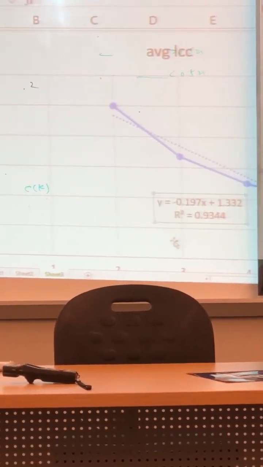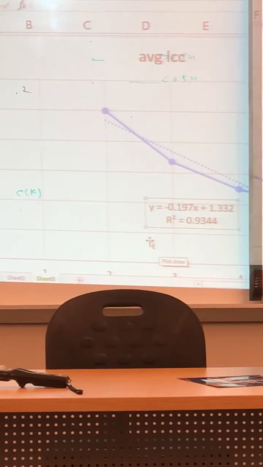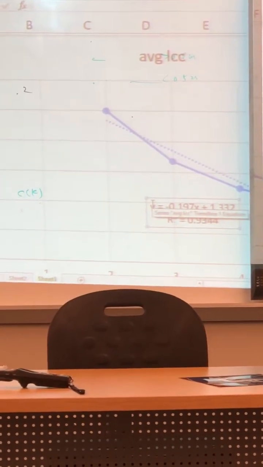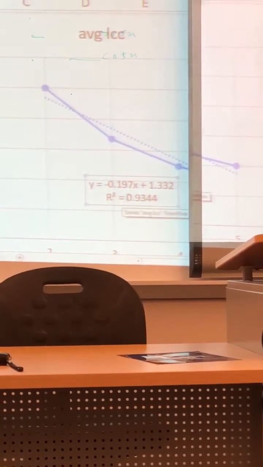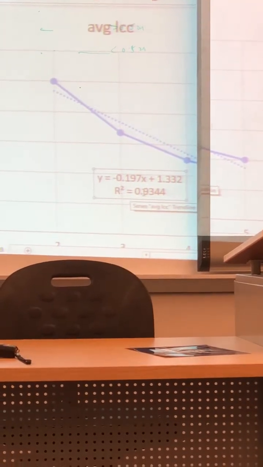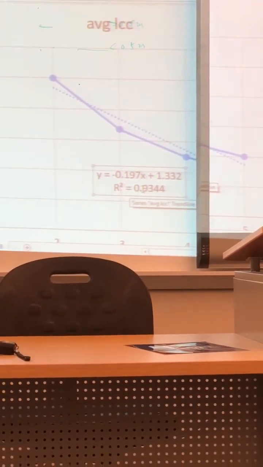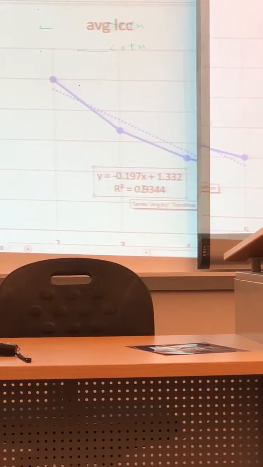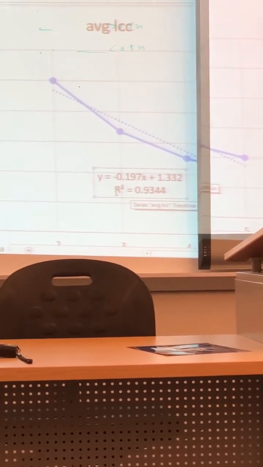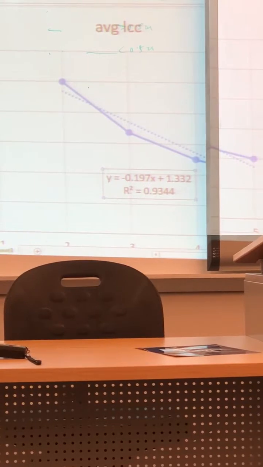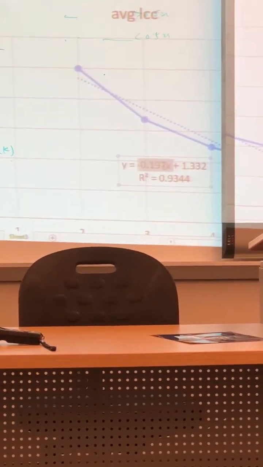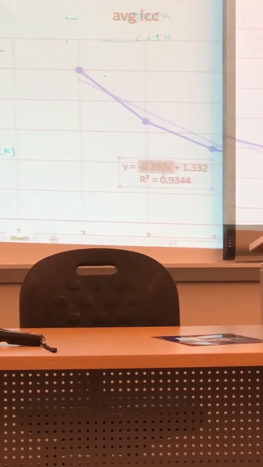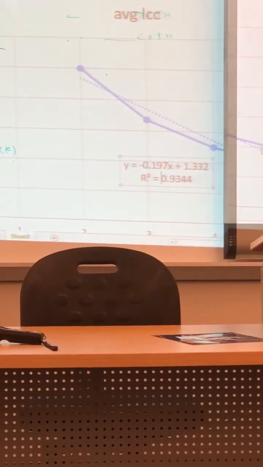So this is the equation. We expect to see a decline like this, and it's close enough. R square is 0.9344. If it's closer to 1, it's really a good fit. Now the slope here is negative 0.197. It's a negative slope because it's a declining trend.